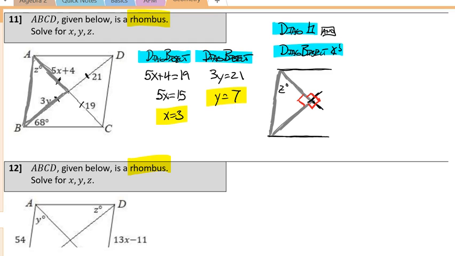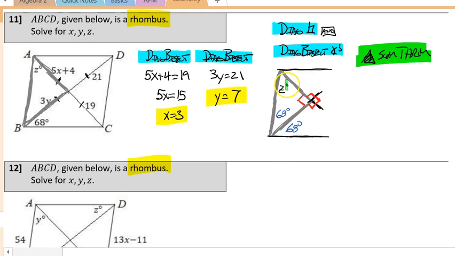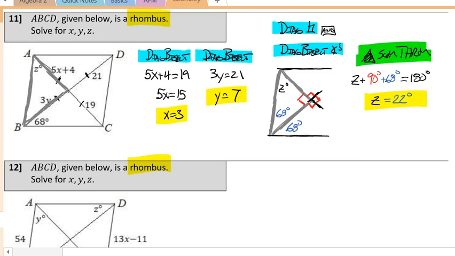But additionally, if this angle is 68, that also means that this angle is 68 degrees, meaning that I have now set up a triangle sum theorem scenario where z plus 90 plus 68 should be equal to 180 degrees. So we'll combine like terms and solve, giving us that z is equal to 22 degrees.